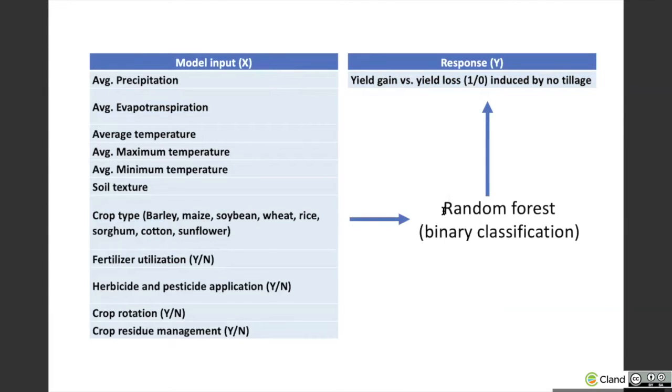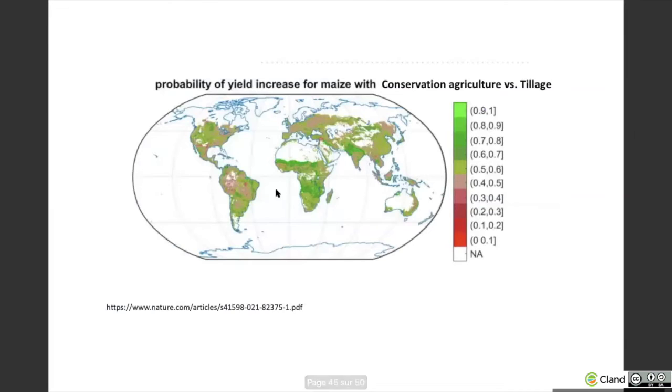And here we train a random forest model for binary classification. And here you can see the map predicted by these algorithms after training. The map shows the probability of yield increase for maize with conservation agriculture versus the tillage system. So when it's green, it's close to 1, so it means that you have a high chance of yield gain, and when it's red, you have a low chance of yield gain when adopting conservation agriculture.